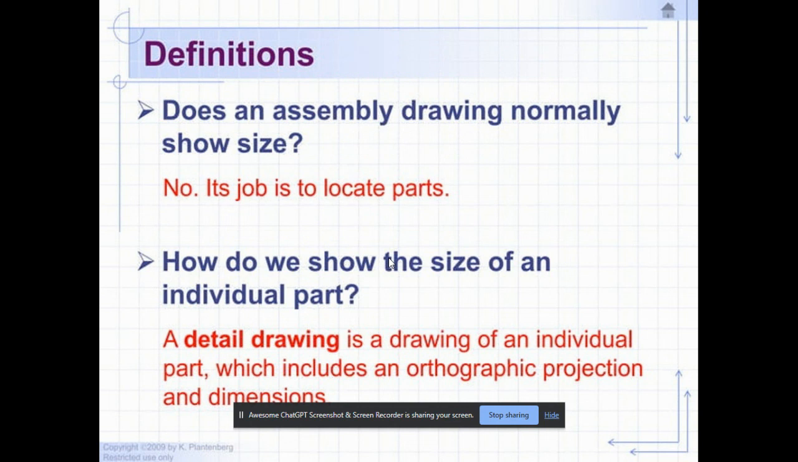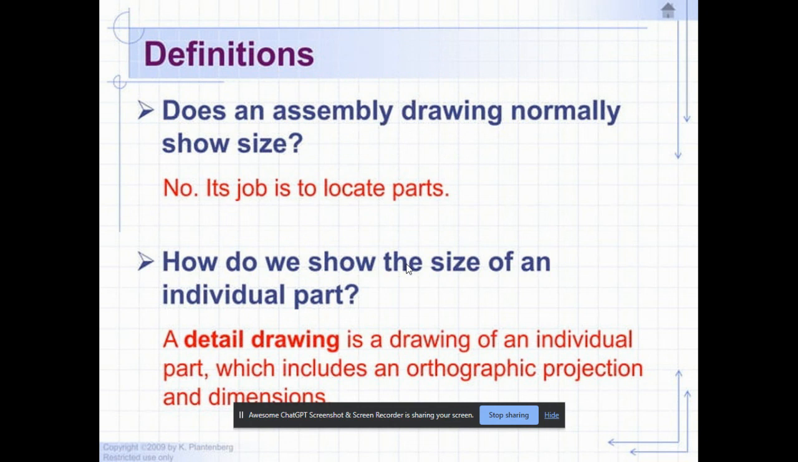The job of an assembly drawing is to locate parts. When we talk about the size here, we are talking about the dimensions and all of that. In an assembly drawing, there is no need to bring the dimensions. All you need to do is to bring the part itself and how they all come together to form one complete system.